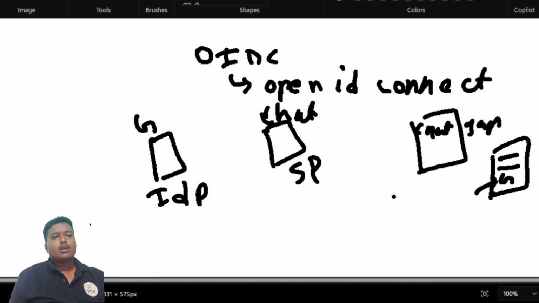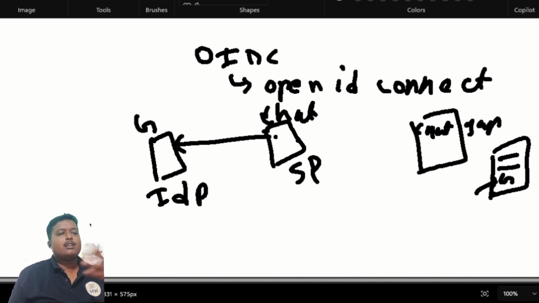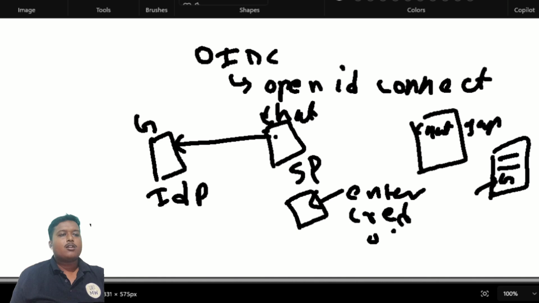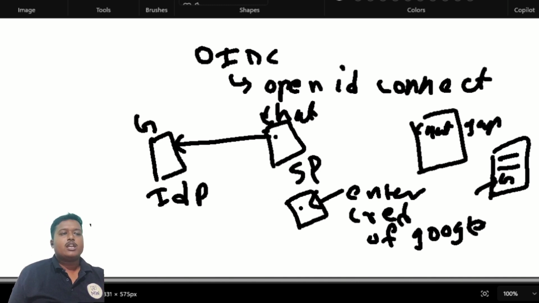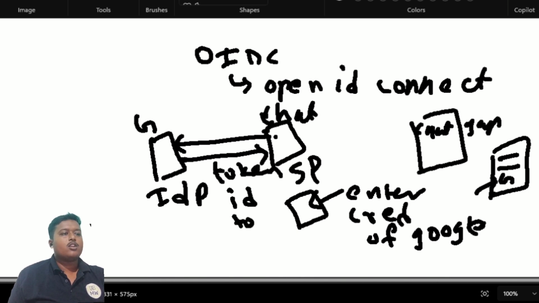So what happens when we click on Google? The login page of Google will open. When we click on SP, it sends a request to the IDP. The IDP will check whether this SP exists at their place. If it exists, Google will open their page. We need to enter the credentials of Google, and if we are already logged into Google, we don't have to do that either. After we enter the credentials, Google verifies whether the user is valid or not, and it sends a token to the service provider. A token which is actually the ID token, the identity token.